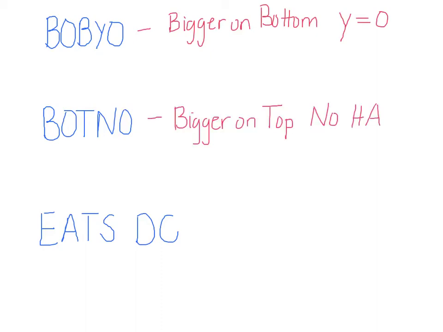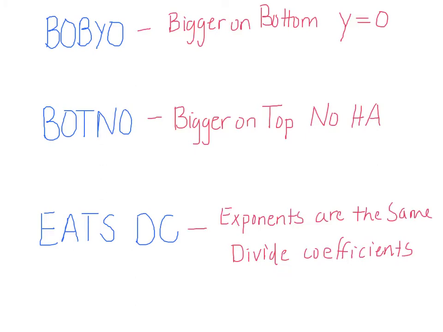And then Bot-No stands for bigger on top, there is no horizontal asymptote. Now there would be an oblique asymptote, but you're going to learn about that when you go on to pre-cal. And then the last one, Eats DC, stands for if the exponents are the same, then you will divide the coefficients, and that will give you the equation for the horizontal asymptote. Okay, so memorize these acronyms and it will help you learn how to find the horizontal asymptote. So let's do some examples.